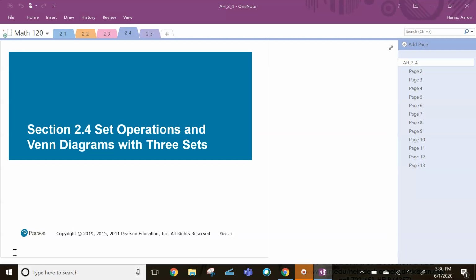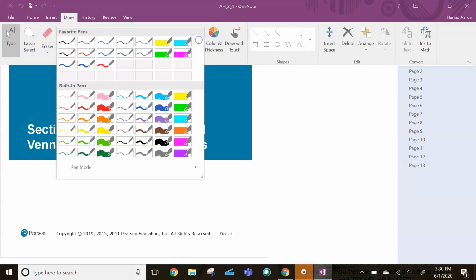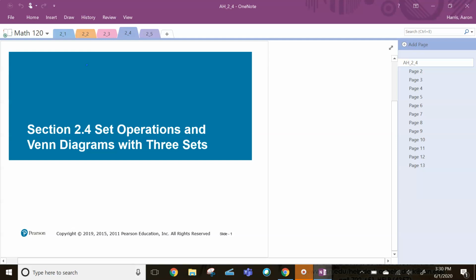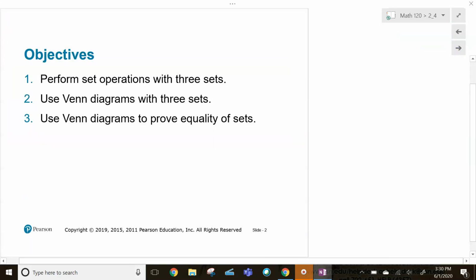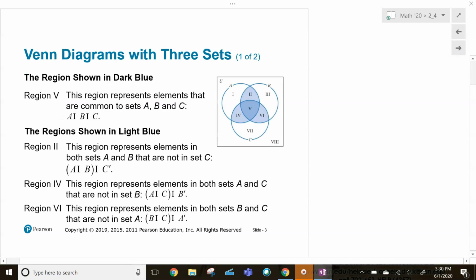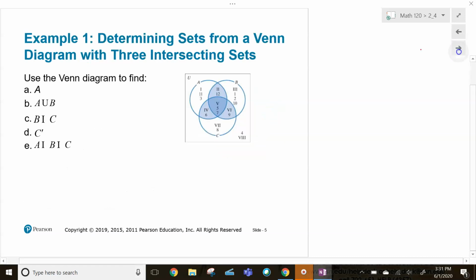We're going to take a look here today at Venn diagrams with three sets. The only difference is the third set. You know what? Let me come back to that. Let me look at a simpler example here with example one. Let's use this Venn diagram with these three intersecting sets to find, first of all, the regions that represent set A.